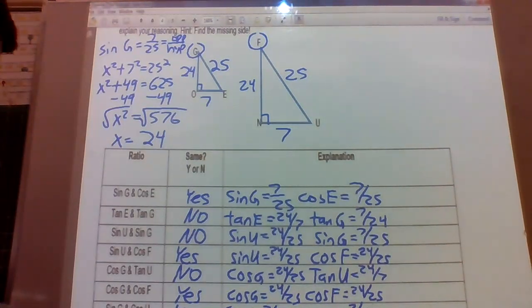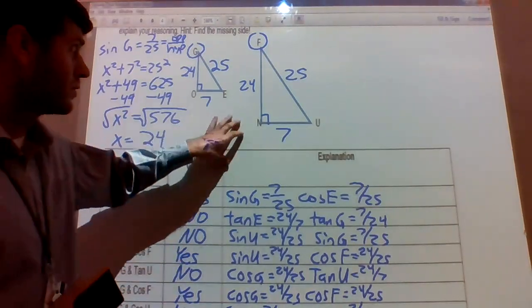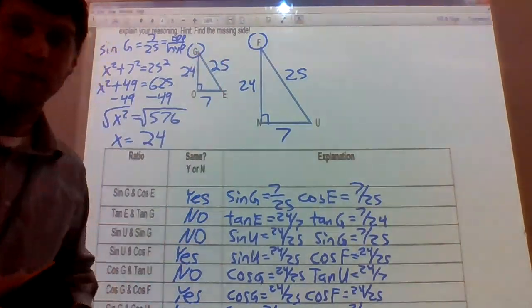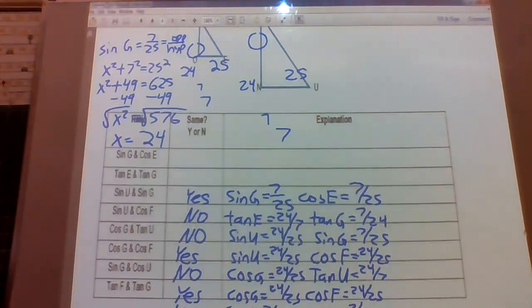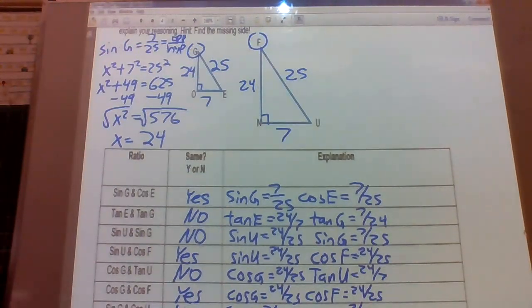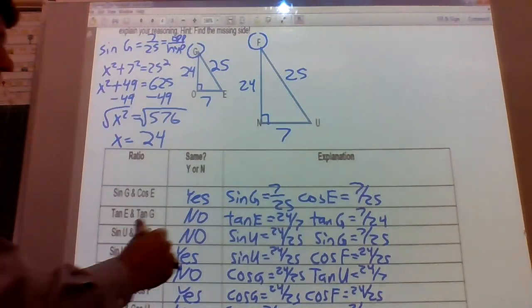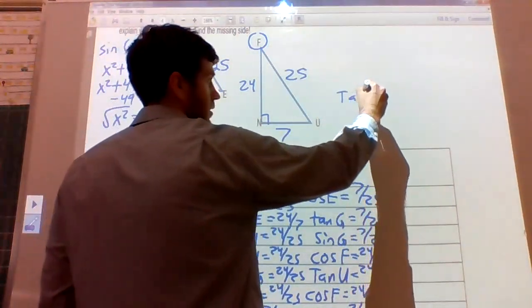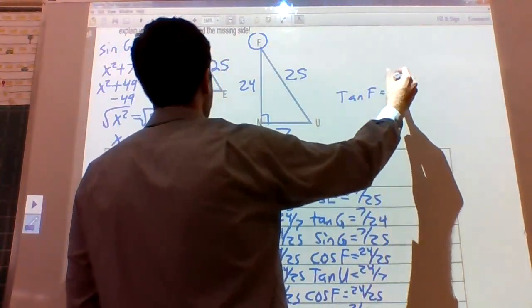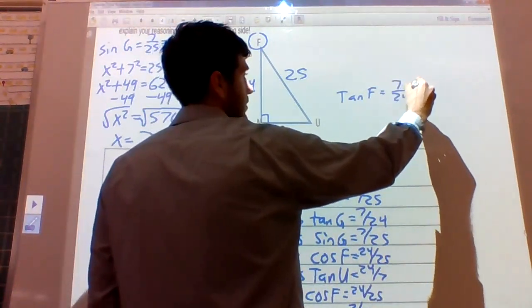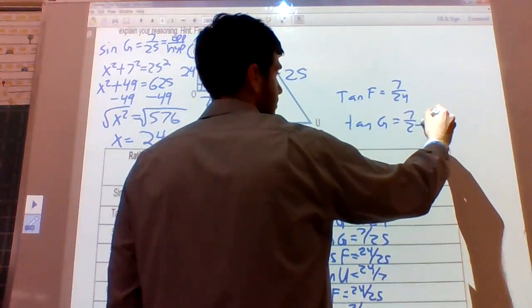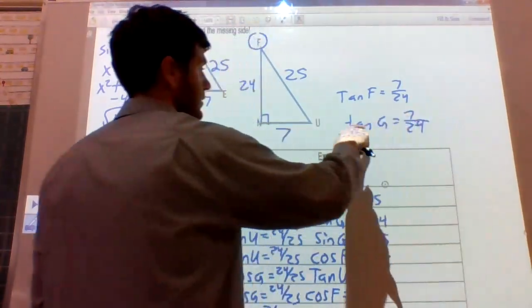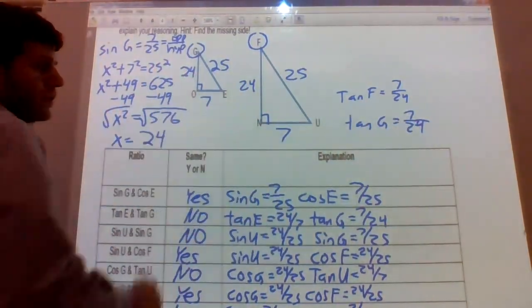The last one on there is tangent F and tangent G, which is also going to be a yes because F and G are the same angle. F and G have the same angle measure. So if we write that one out, they're going to be the same. Tangent F is going to be 7 over 24. Tangent G is going to be 7 over 24 as well. Opposite over adjacent, opposite over adjacent.